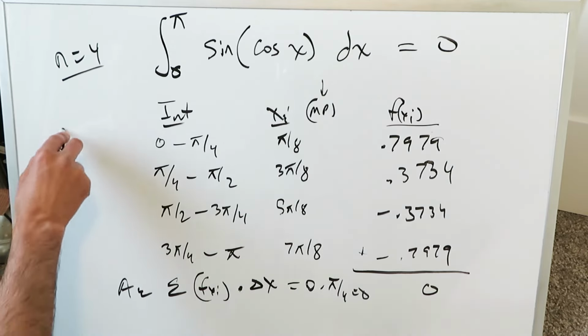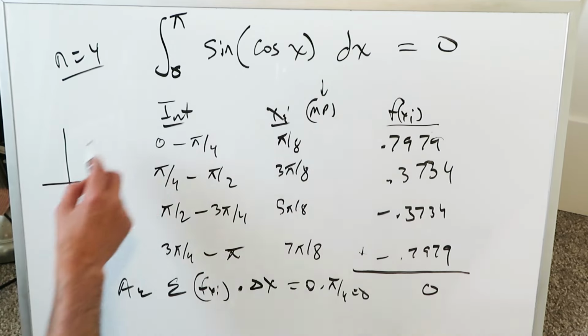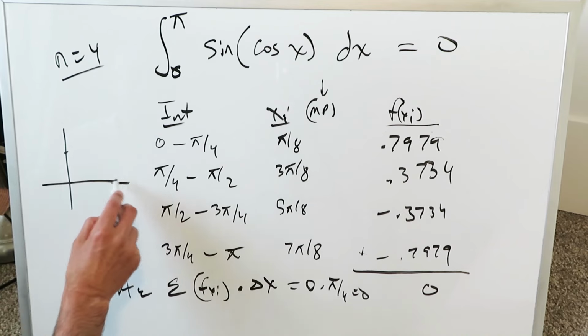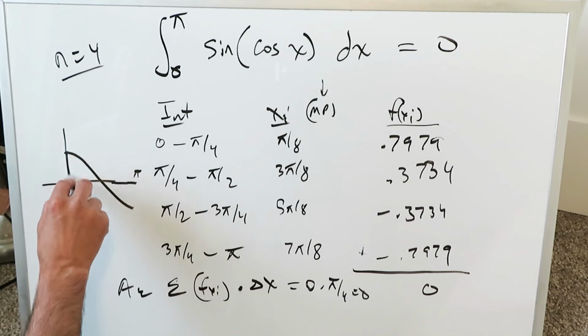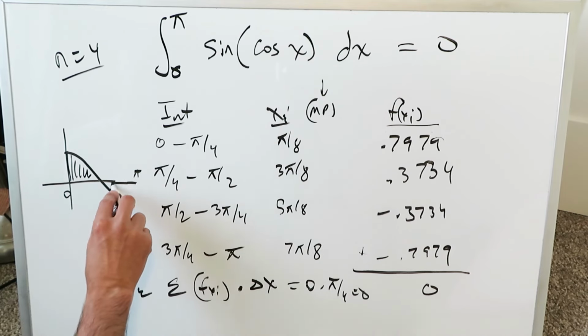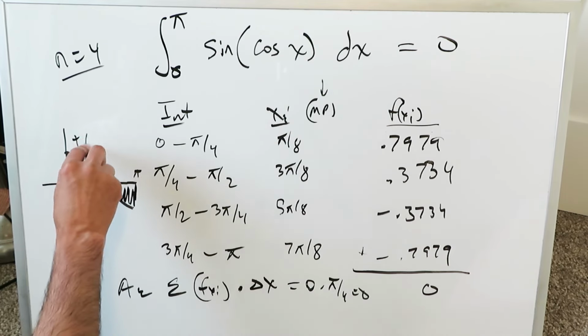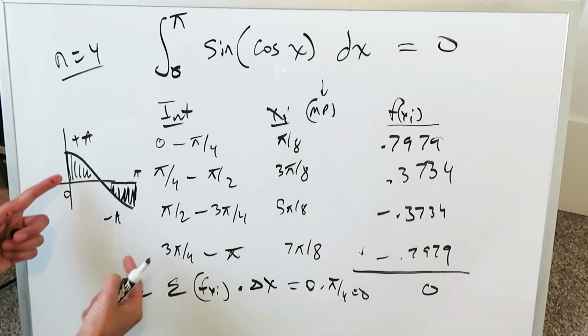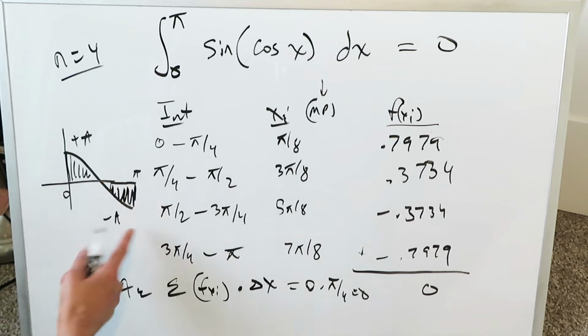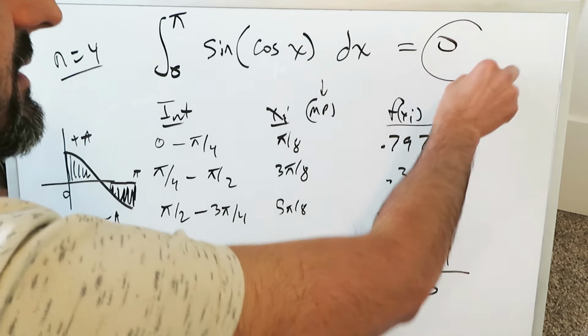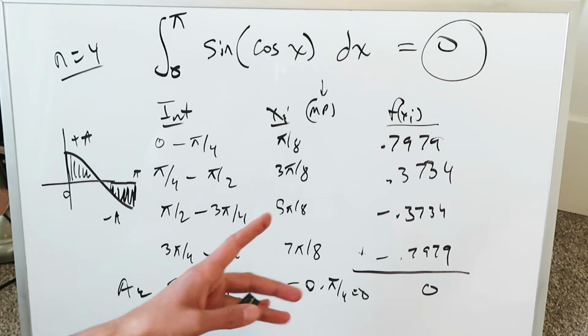If you were to graph this out, sine of cosine x, you're looking at a graph which looks like this. Here's 0, here's pi. You're looking here at a part which is above the axis and a part which is below the axis. This is positive a, this is minus a. They're equal in terms of numerical values, but opposite in terms of sign, and they cancel each other out, and hence you get this. It's a perfectly legitimate, correct answer.